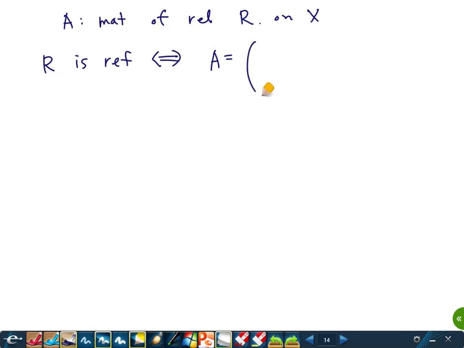I'm going to write this down as a diagram. I got just that the diagonal entries must be 1. We don't care about the non-diagonal entries. The diagonal entries must be all 1. That is the if and only if condition.